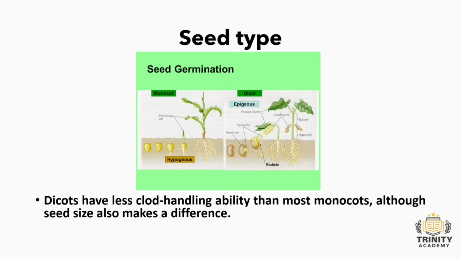Monocot plants have one cotyledon and break through the ground in the shape of a spike, which helps them to handle some cloddiness. Whereas dicot plants have two cotyledons and emerge from the soil in a much more bent form, actually dragging the second seed leaves with them. Dicot plants have less clod handling ability than most monocots, although the seed size also makes a difference.